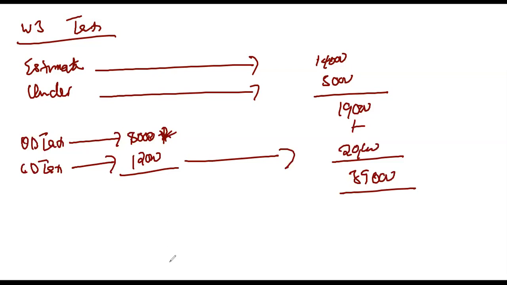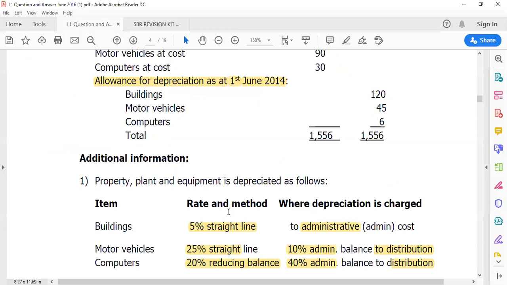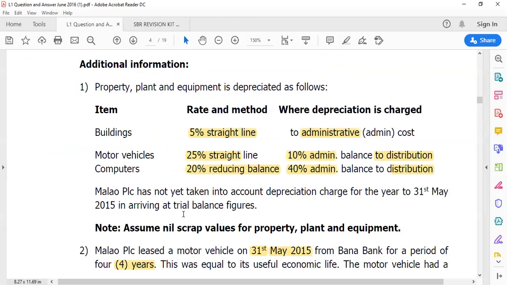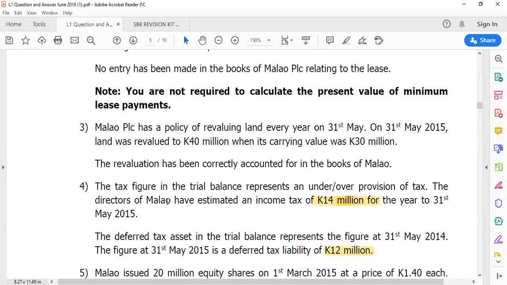So there we go. Let's go to another note and see if there's something special. What else do we have? Note number two is done. Number three is done. Oh, note number four, land. We've been told Malawi PLC has a policy of revaluing land every year on 31st May. Now, on 31st May 2015, land was revalued to 40 million when its carrying value was 30 million. You see? So there's a gain here of 10 million to other comprehensive income.